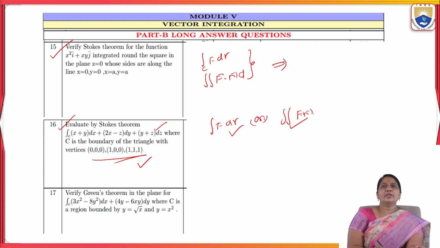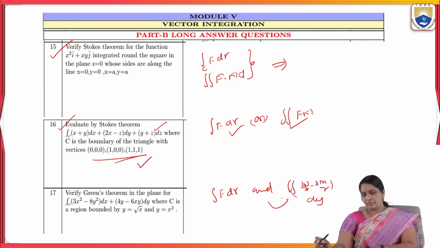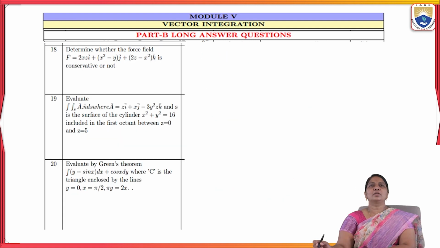See this one, verify Green's theorem. Here also for the Green's theorem we have to calculate the integral f dot dr value and the double integral over (dou N by dou x minus dou M by dou y) dx dy. These two values should be equal. Then only we can verify the Green's theorem.